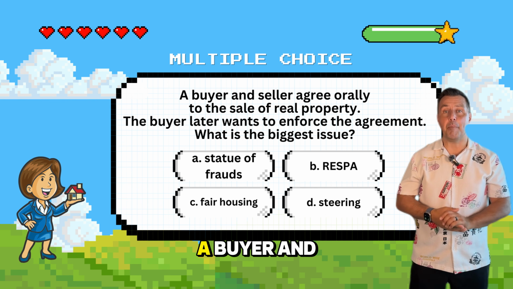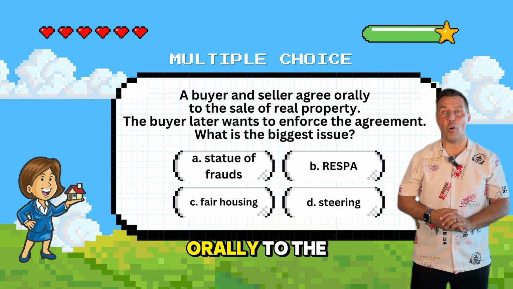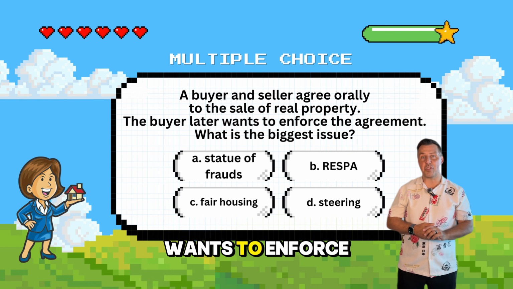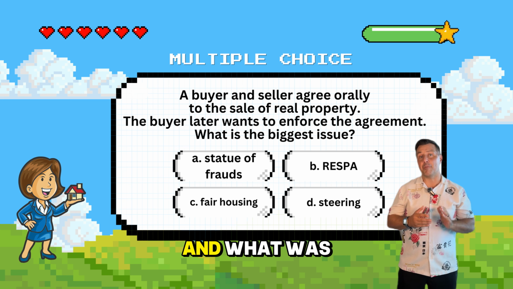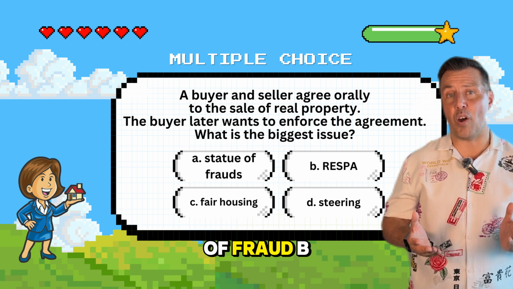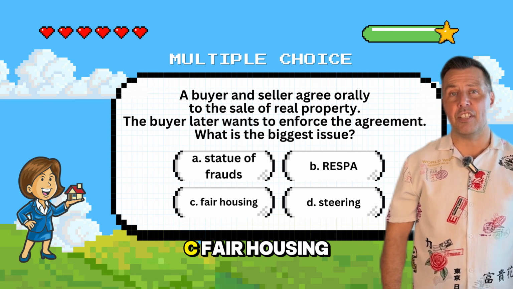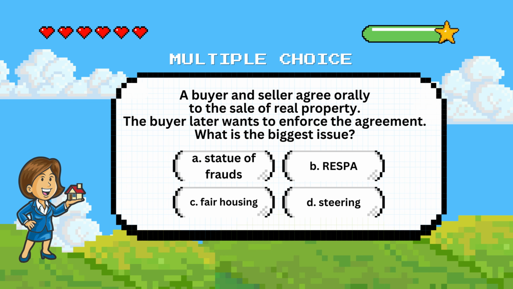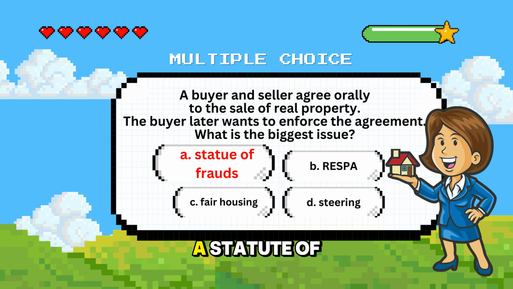Question 8. A buyer and a seller agree orally to the sale of real property. The buyer later wants to enforce the agreement, and what was the biggest issue here? A. The statute of frauds, B. RESPA, C. Fair housing, or D. Steering? The answer is A. Statute of frauds. Contracts for the sale of real estate generally must be in writing to be enforceable.